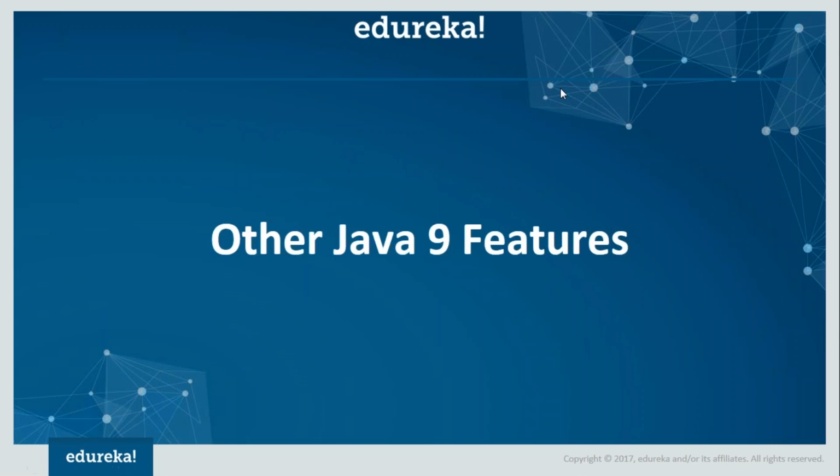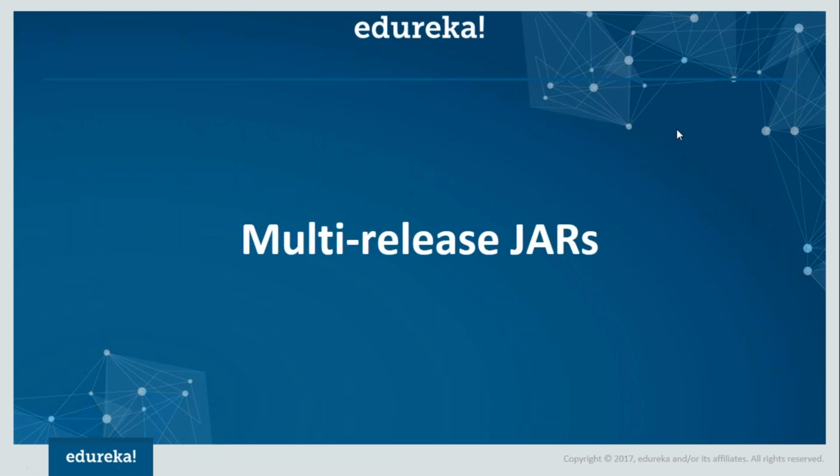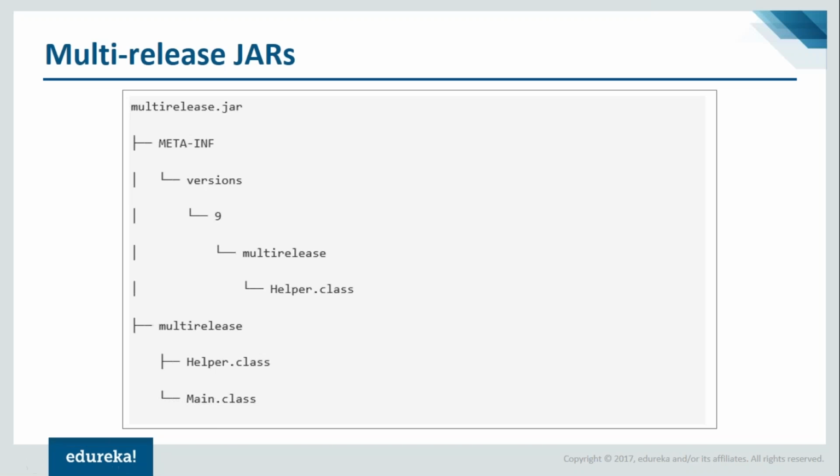Now let's look at some of the other Java 9 features. The first thing we'll be discussing is the multi-release jar system. This is quite an interesting feature, and good news for people who maintain libraries as well. When a new version of Java comes out, one of the biggest challenges is that it takes years for all your libraries to switch to the newer version.